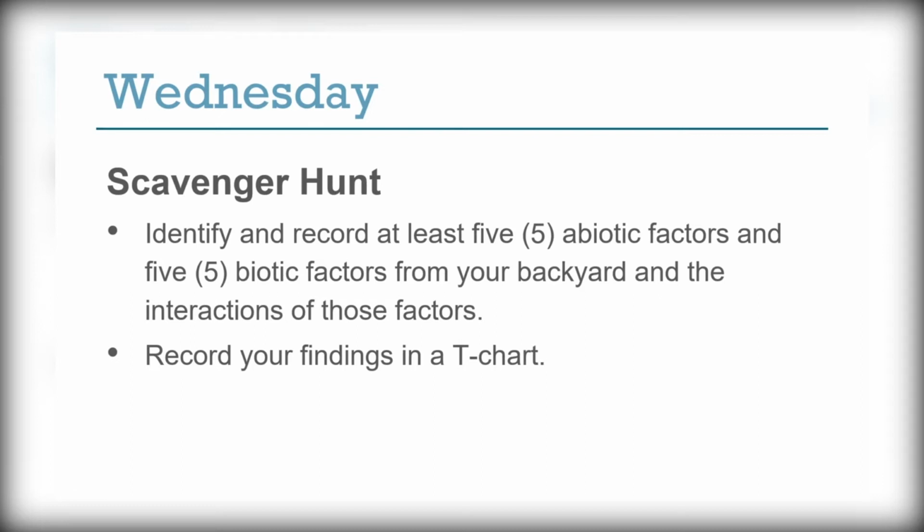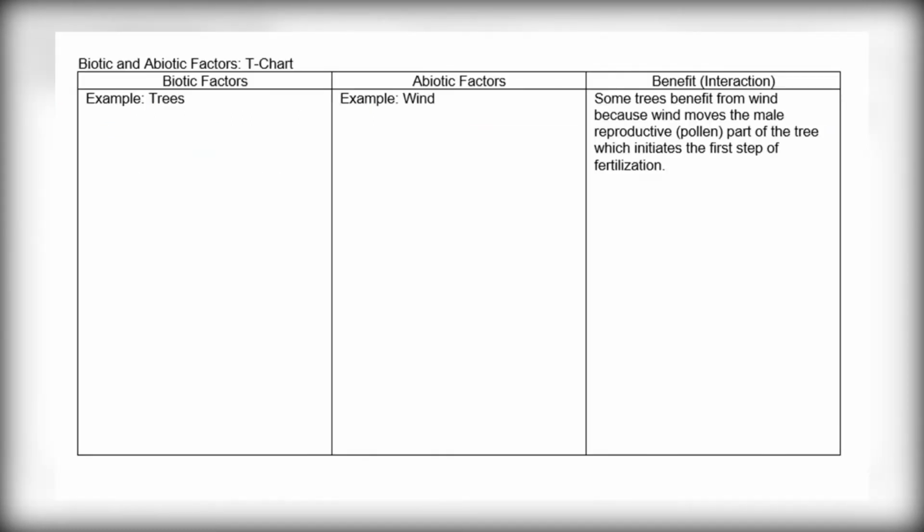And then record your findings in a T-chart. A T-chart is a tool that will help you to categorize your factors and your interactions, such as this one. Notice you have a biotic factors column, an abiotic factors column, and you have an interactions column. Make sure you have at least 5 examples in each column.